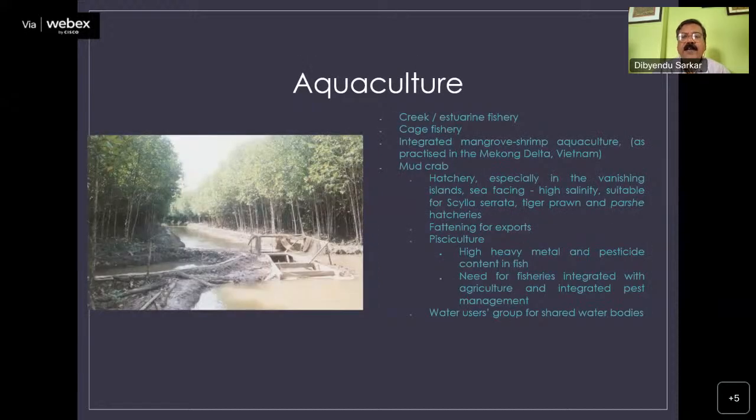Shravan, next. On aquaculture, there are a lot of opportunities in Sundarban. Creek or estuarine fishery is important. Cage fishery might be tried out. Integrated mangrove shrimp aquaculture might be a very good attempt, which has been done in the Mekong Delta area of Vietnam. And then mud crab. From production to fattening, everything can be done. And water user groups for shared water bodies. So formation of water user groups would be important, which again our Water Resource Investigation and Development Department is doing. Okay, next one.